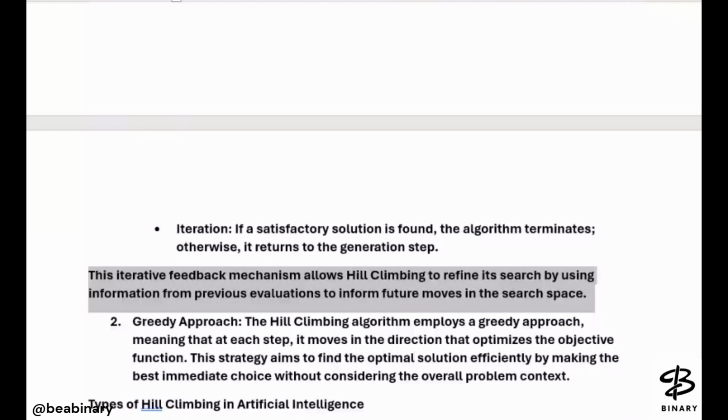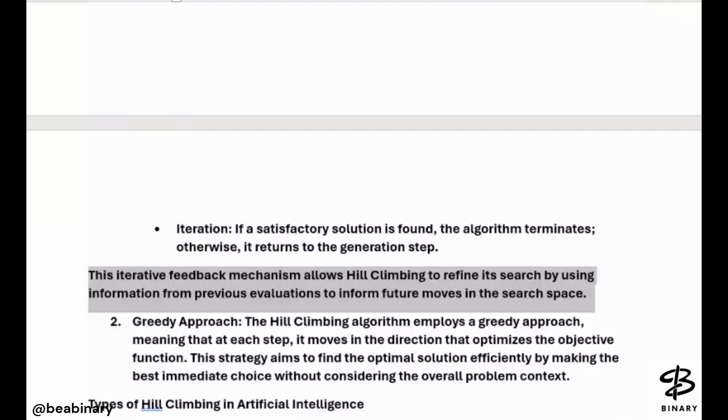If we talk about healthcare, we talked about the application of AI in healthcare also, when we are researching a particular disease. So if a particular disease has been researched to a particular state, we will increment from that state only. So this comes under the iterative approach. The iterative feedback mechanism allows hill climbing to refine its search by using the information from the previous evaluation to inform the future moves in the search space. What will be the other future moves to search for a particular disease, right?